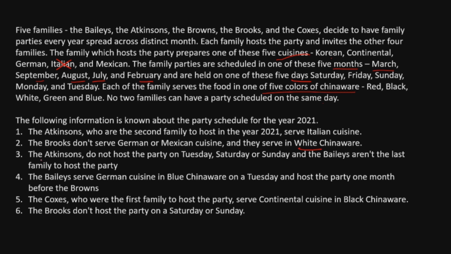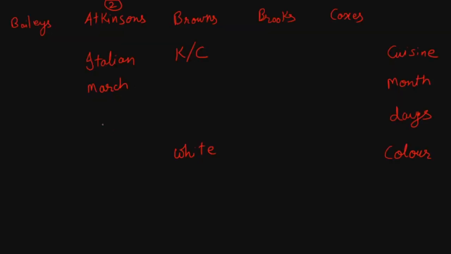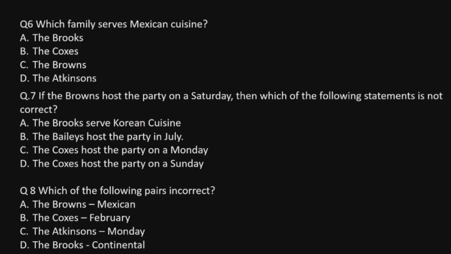Now the third point: the Atkinsons do not host a party on Tuesday, Saturday or Sunday. So what is remaining? Not Saturday, not Sunday, not Tuesday. So Monday and Friday are remaining. So for Atkinsons, Monday and Friday are the days. So Monday M and Friday F.